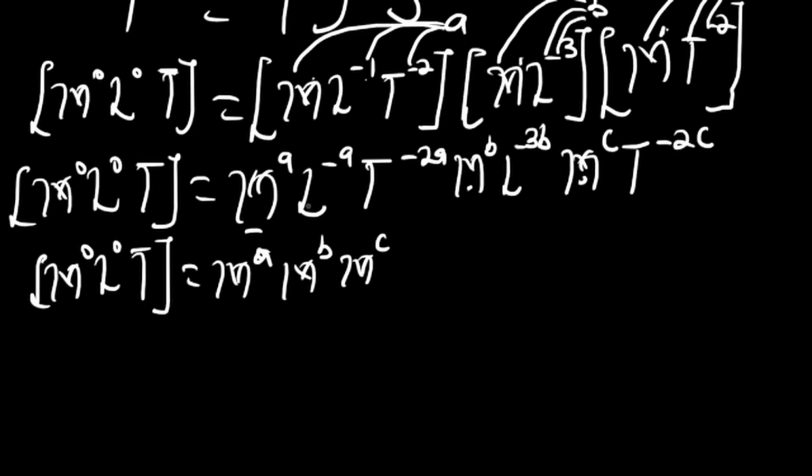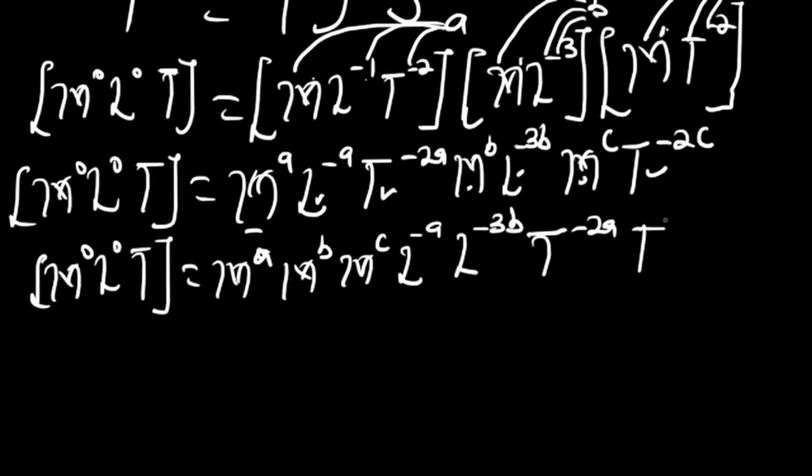Now let's pick the L. I'll pick this first L. We have L to the power of minus A. The next L, okay, L to the power of minus 3B. And then we are done with the L's, right? Okay, correct. So let's now go ahead and pick the T's. We have the first T here to be T to the power of minus 2A. And then the next T remaining is now T to the power of minus 2C.